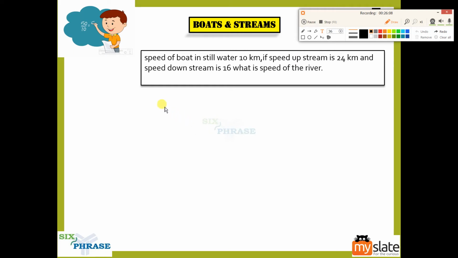So the speed of the boat in still water is 10 kilometers per hour. It is not just 10 kilometers, it is 10 kilometers per hour. And what else is given? Speed of the stream is given. We also know that 24 kilometers per hour is given, and speed of downstream is 16 kilometers per hour. Downstream speed is nothing but u plus v. So u plus v is equal to 16 kilometers per hour. What is the speed of the river? You have to find the speed of the river here.